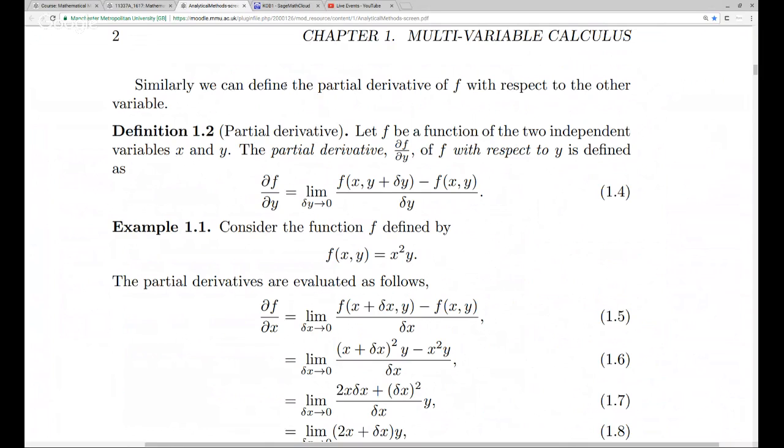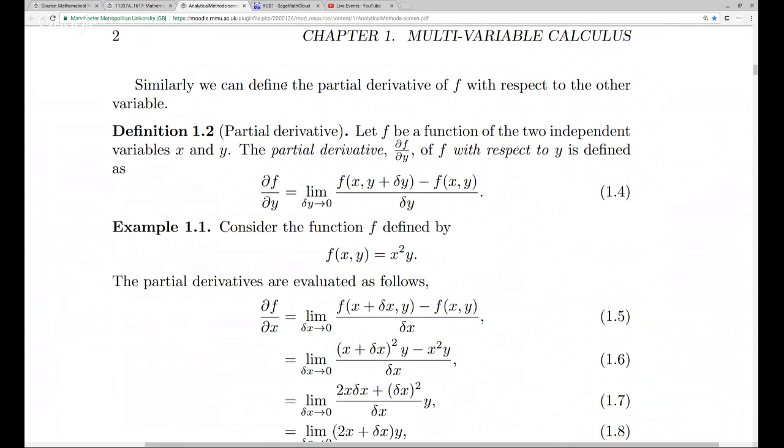And this is very similar to the one variable derivative. We're taking the ratio of changes, so the change in actual value of the function, so f evaluated at this nearby point, same x coordinate, but a slightly different y coordinate, y plus a little bit delta y. The difference between that and the value f had at the base point x, y, but all this is expressed relative to the size of the difference in the y variable, so relative to the delta y. We're taking the limit of that quantity as delta y approaches 0.